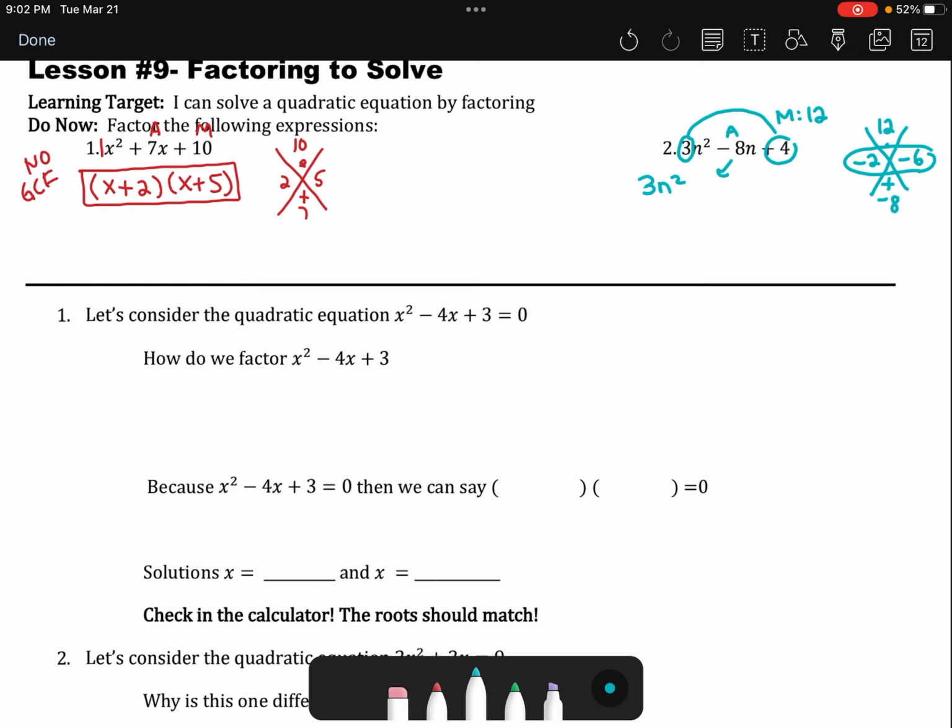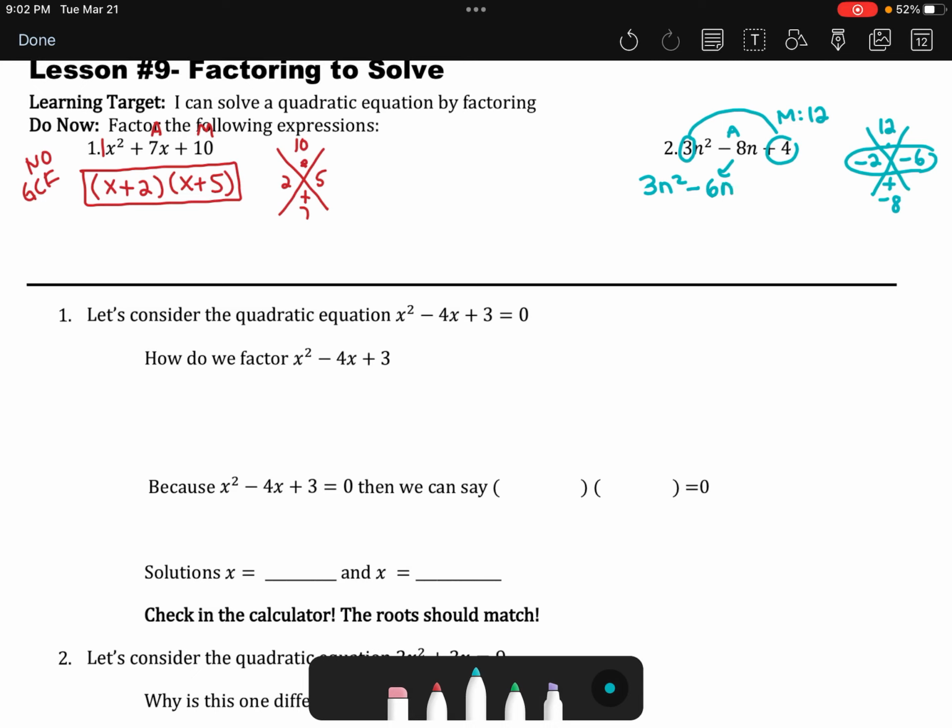So I'm going to put the negative 6 first because that has a GCF with 3. And then the negative 2 second because that'll have a GCF with 4. And then we're going to split the middle. So the GCF of the first two is not just 3, it's 3n, and then what's left over is n minus 2. And then the GCF in the next two would be a negative 2, and what's left over is also n minus 2.